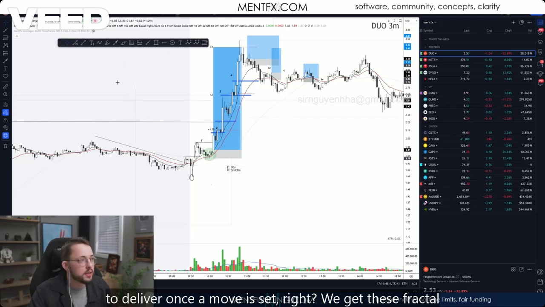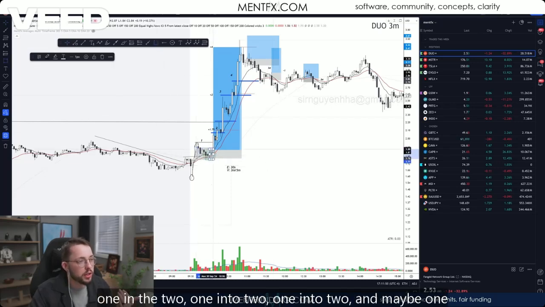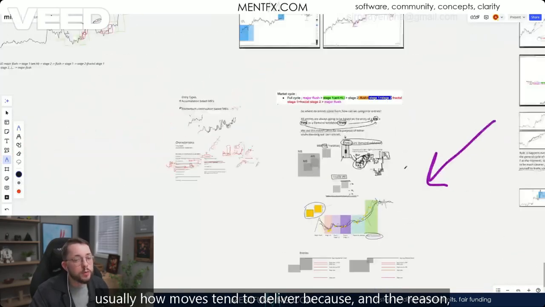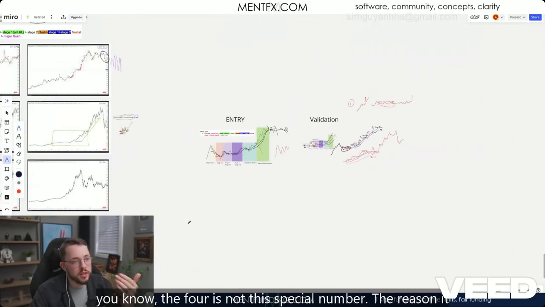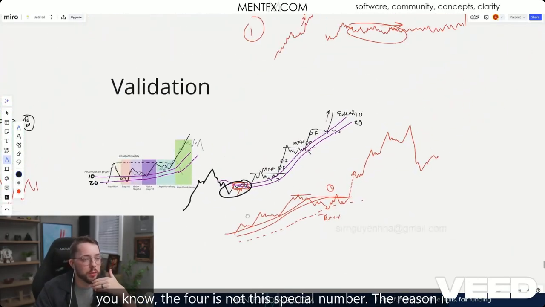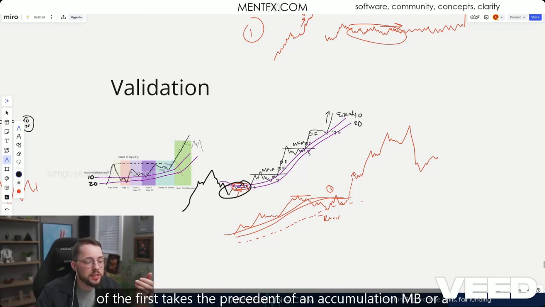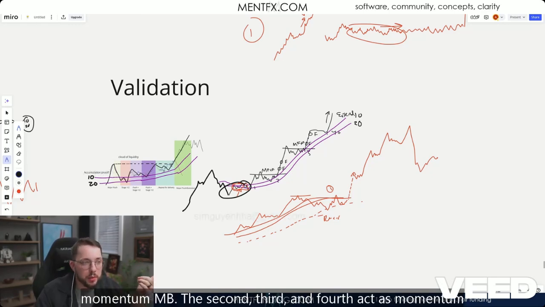What you'll see is there's this generality to the fractal stages that tend to deliver once a move is set. We get these fractal 1 into 2, 1 into 2, 1 into 2, and maybe 1 into 2. We have that happen about 4 times. And that's usually how moves tend to deliver. The 4 is not a special number. The reason it happens is because usually the first takes the precedent of an accumulation MB or a momentum MB. The second, third, and fourth act as momentum MBs.